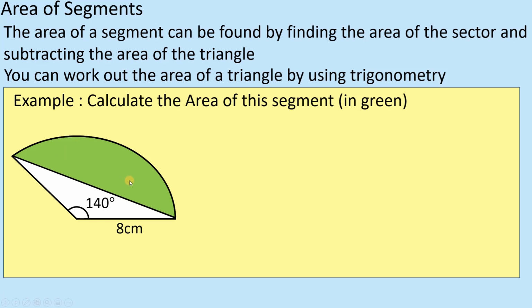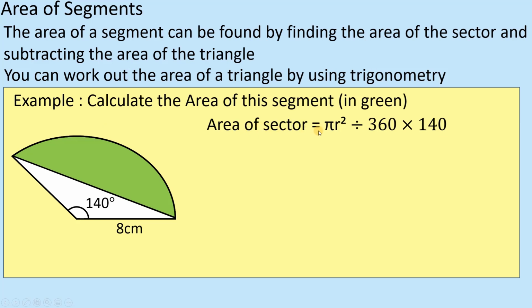What you've got is a triangle, which is the bit in white, and then a sector, which is the whole lot, so both of these two together. If you're only going to leave with the green bit, you work out the whole lot as a sector and then take away the white triangle from it, and that's going to leave you with the green section here.